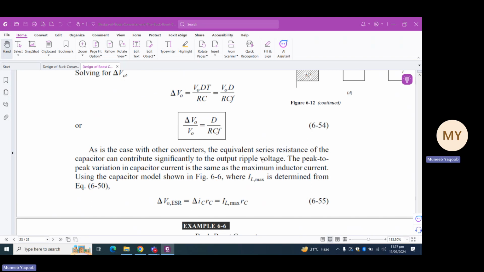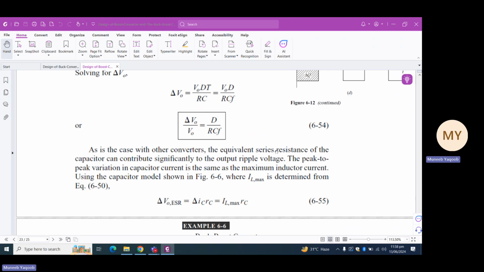Finally, as we always do, we calculate the ripple voltage due to the equivalent series resistance. For this, the equation is the same. That is, delta V naught ESR is equal to delta IC into RC, where delta IC into RC can be written as IL maximum into RC. So using this equation 6.55, we can calculate the dominant ripple voltage, that is due to the equivalent series resistance.